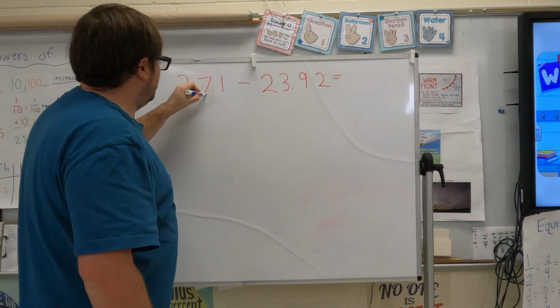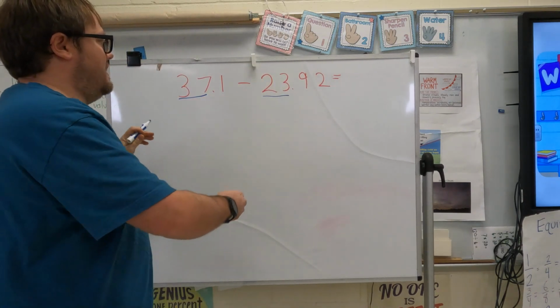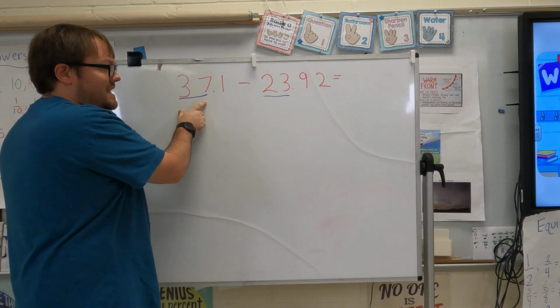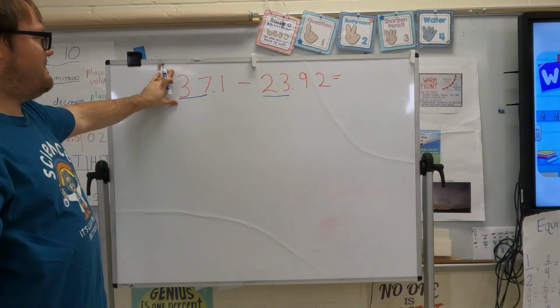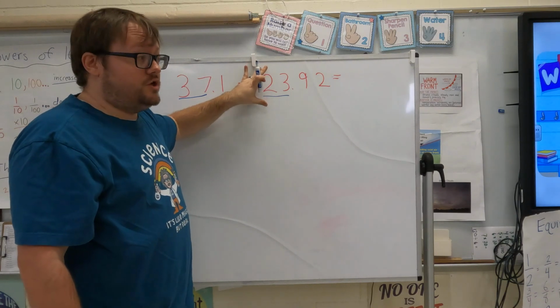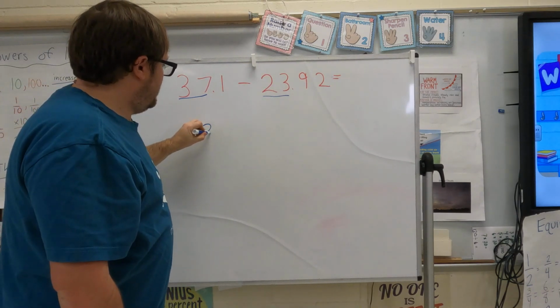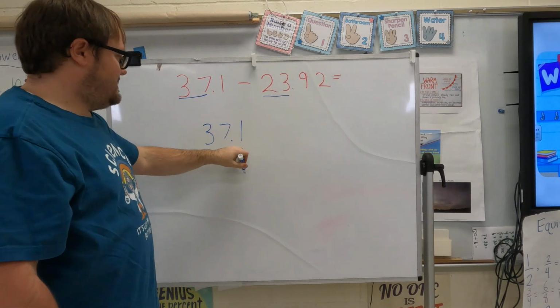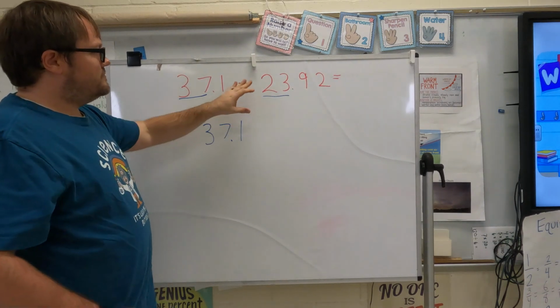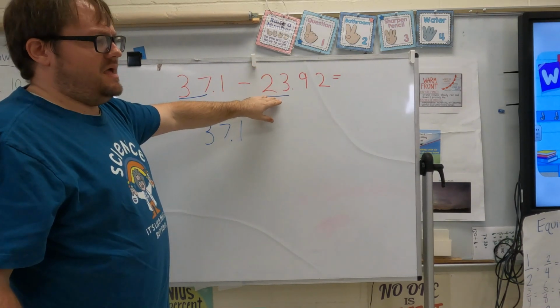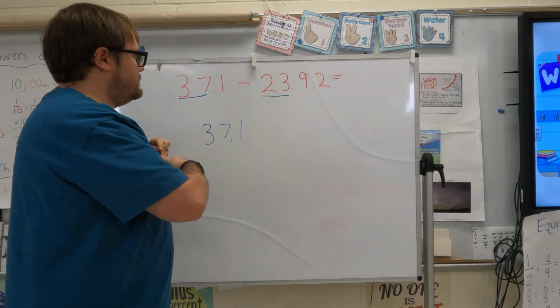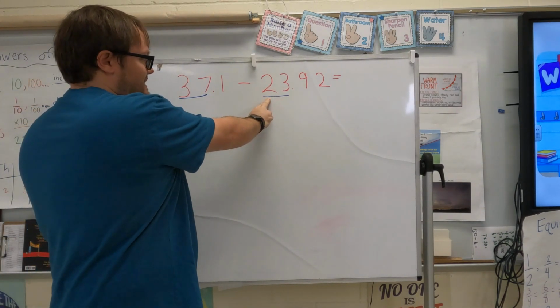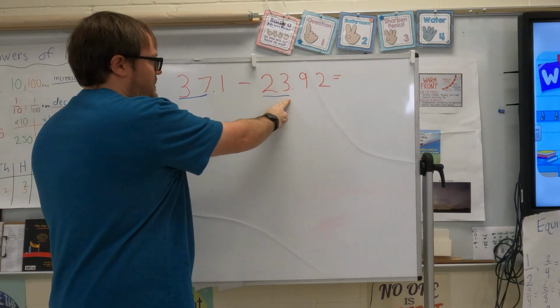So in knowing which number goes on top when subtracting and which number goes on bottom, I pay attention to the whole numbers, okay? The digits to the left of the decimal. And I see that 37 is larger than 23. So I had 37 and 1/10. Now, I line up my numbers based on the decimal.